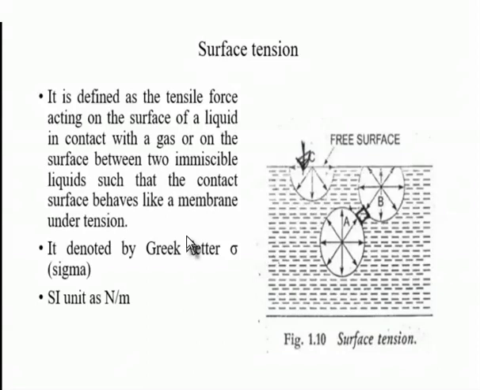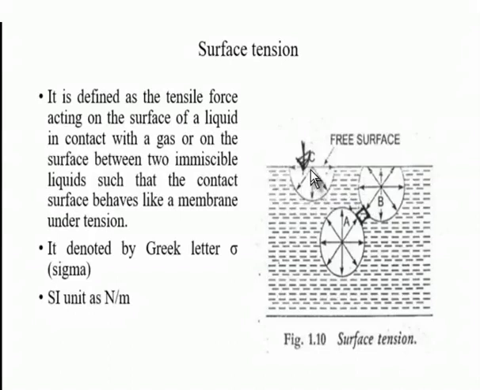Next, thermodynamic property of the fluid is surface tension. Surface tension. See here, we can take three particles, particle A, particle B and particle C. This particle A is completely immersed in the water, that is, it is surrounded by the liquid only. Particle B is also surrounded, the maximum portion of particle B is surrounded by the liquid only.